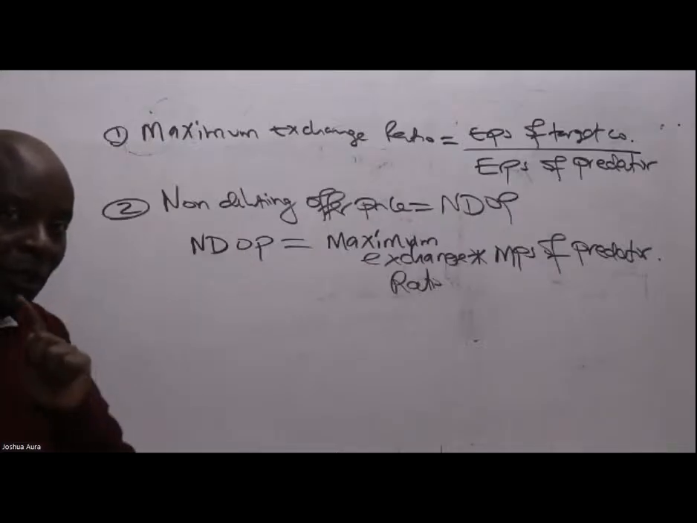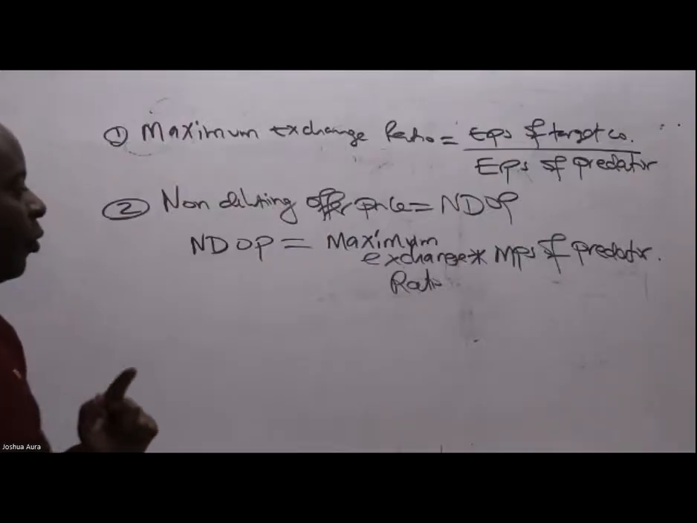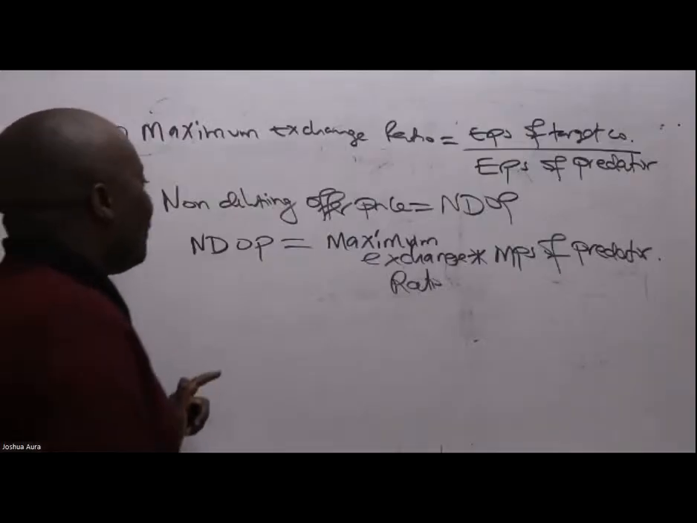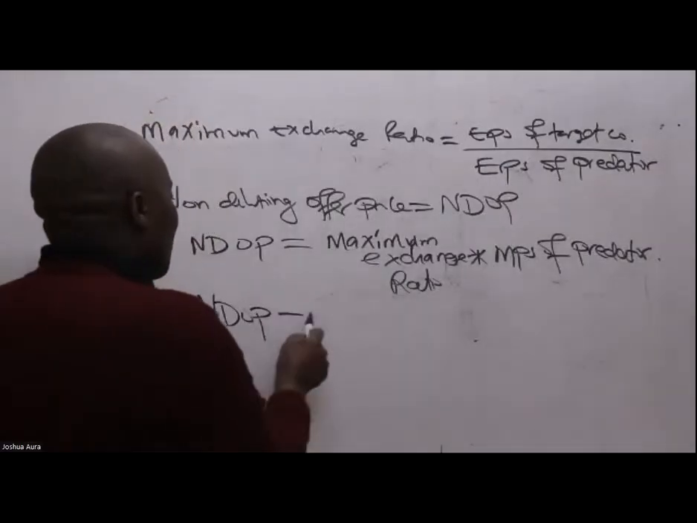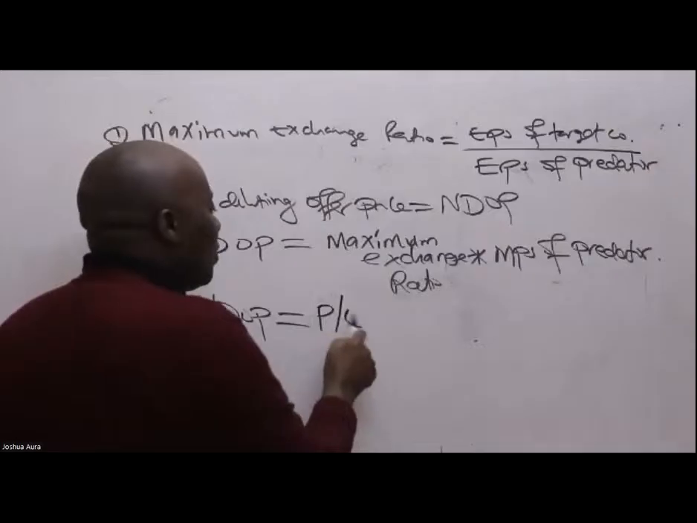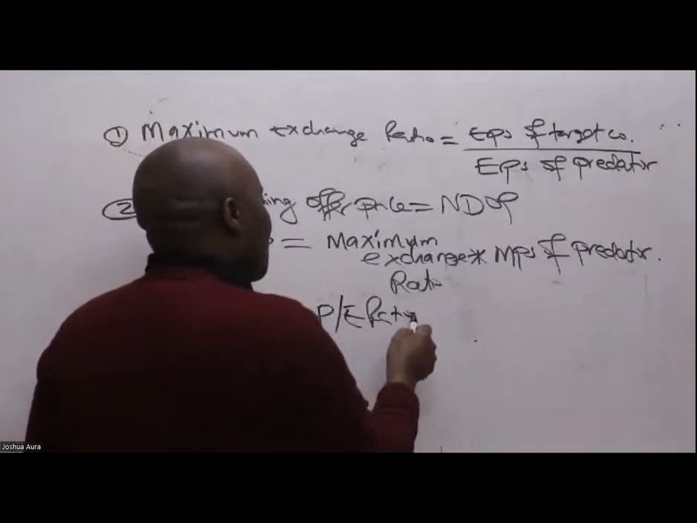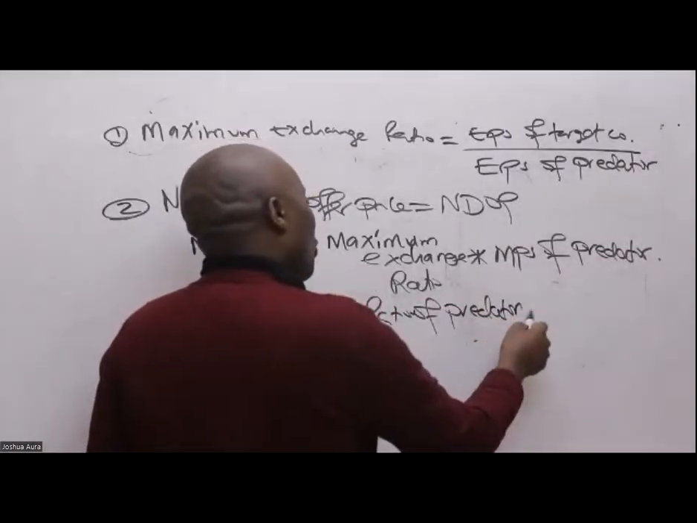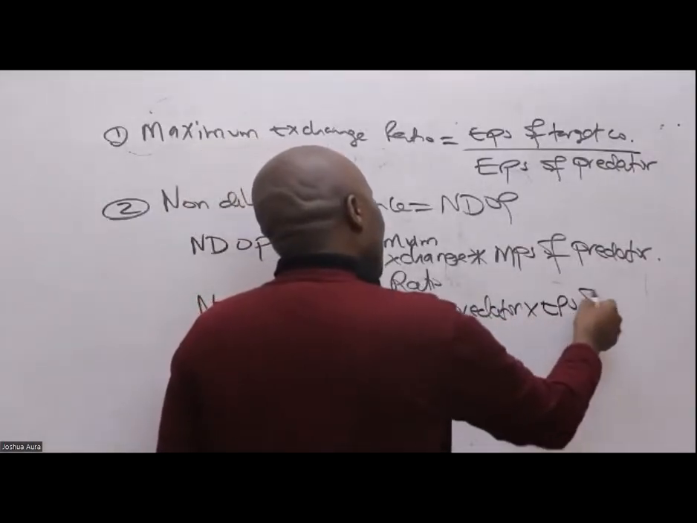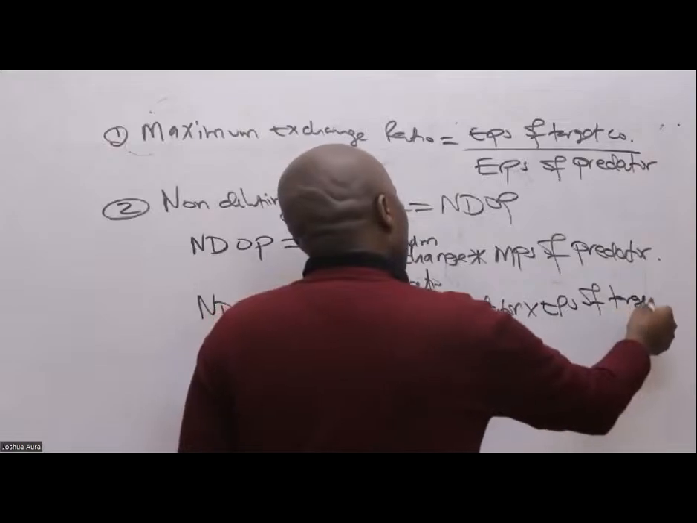And if you want to derive this, like what I'm seeing Mr. George doing there, Mr. George is a bright student. If you want to derive this, remember we said that NDOP, if you want to use the longer formula, is PE ratio of predator times EPS of target.